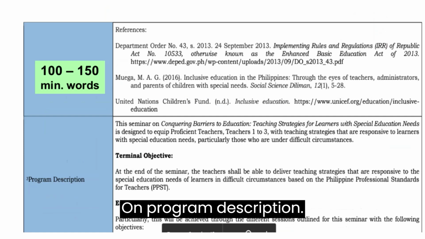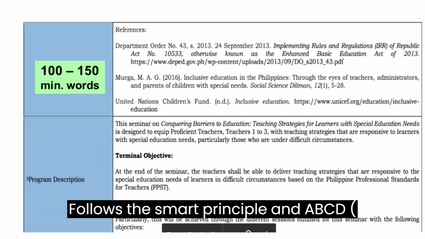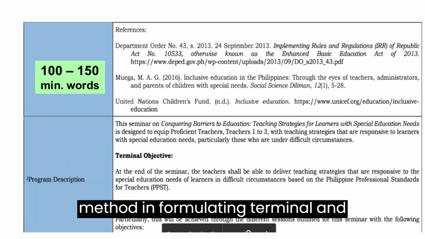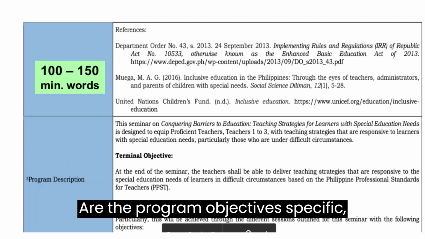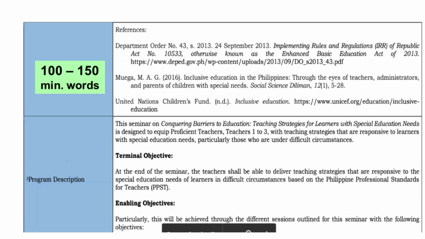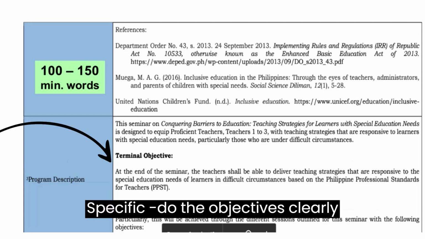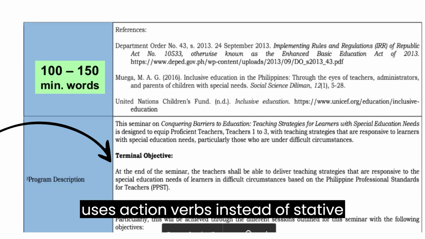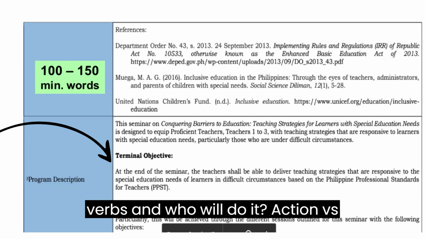On program description, follow the SMART principle in ABCD, audience, behavior, condition, degree, method in formulating terminal and enabling objectives. Are the program objectives specific, measurable, achievable, relevant, time-bound, SMART? Specific: do the objectives clearly state what needs to be done? Behavioral: uses action verbs instead of stated verbs, and who will do it?